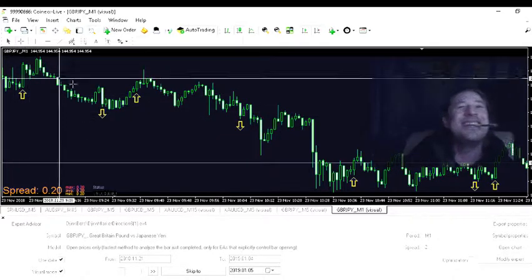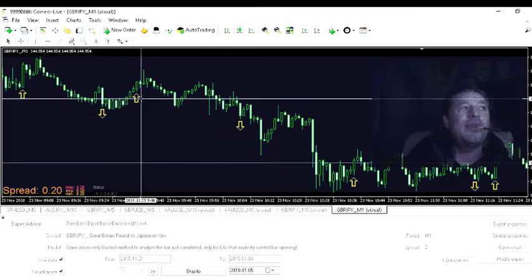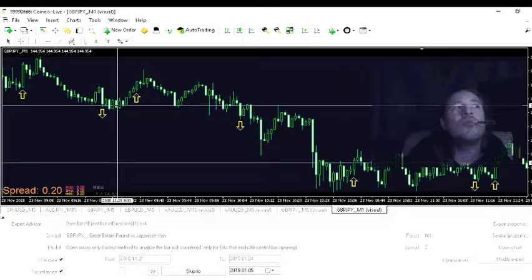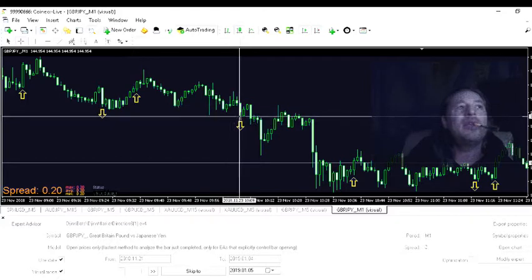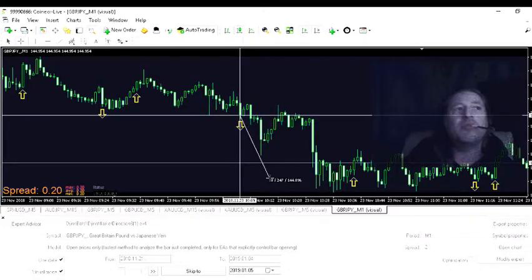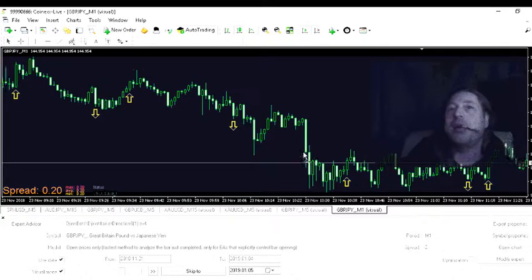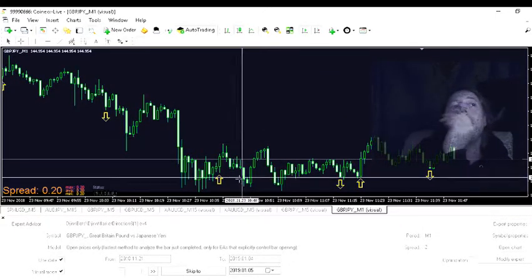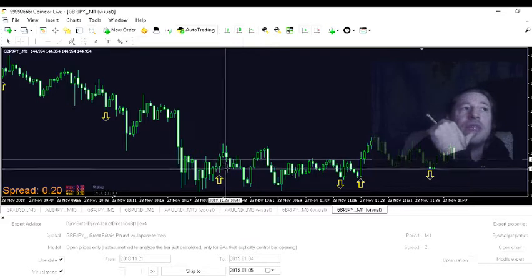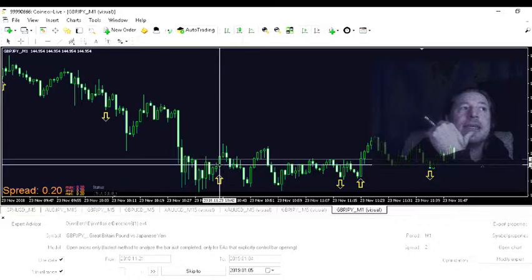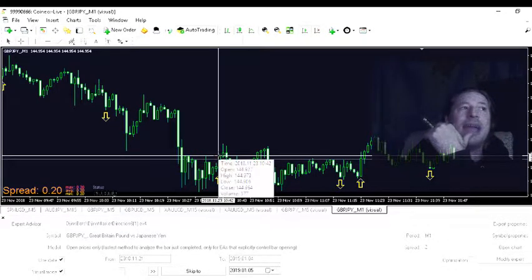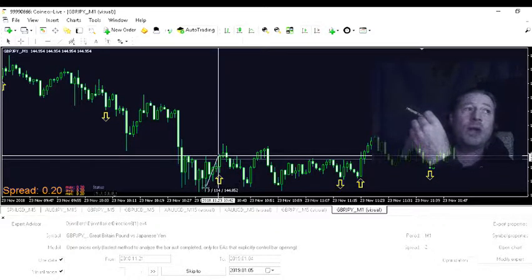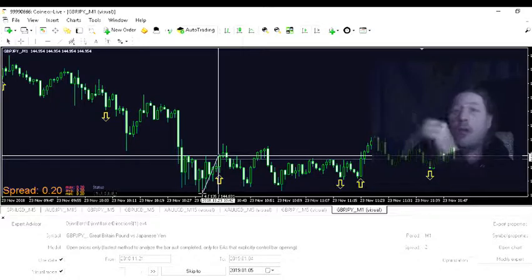Basically, this thing says, okay, it's going up. Okay, now it's going down. If you take these signals right when it gives them to you, half of them will do okay, half of them will lose. What you need to understand is it's telling you direction, and at that point you still have to make a decision. You can't just let the robot or the code do it for you.